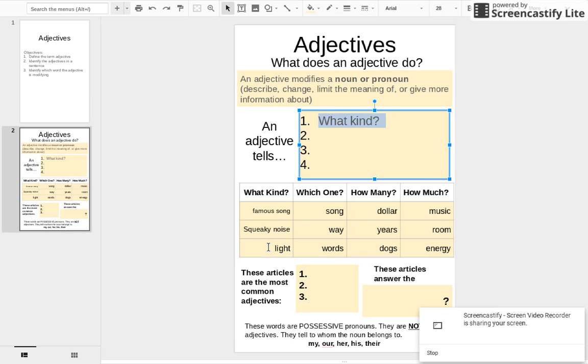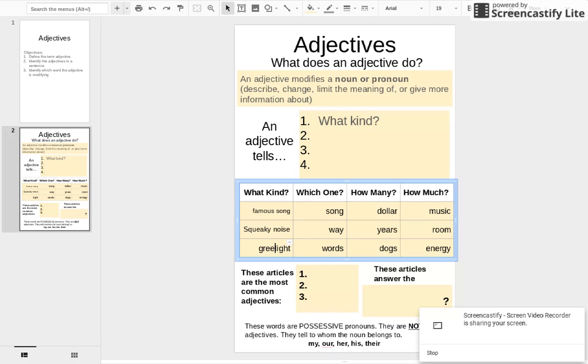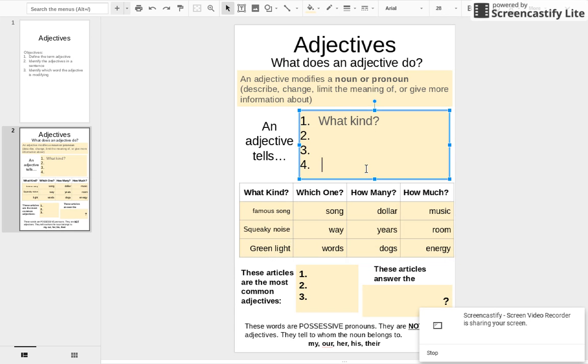What kind of light did you see? It was a green light, or it was a flashing light, or a bright light, or a yellow light. Okay, those are all words that describe what kind of light I saw. If I said I saw Christmas lights, then Christmas is describing what kind of lights I saw. Okay, so an adjective can also tell us which one, which noun.